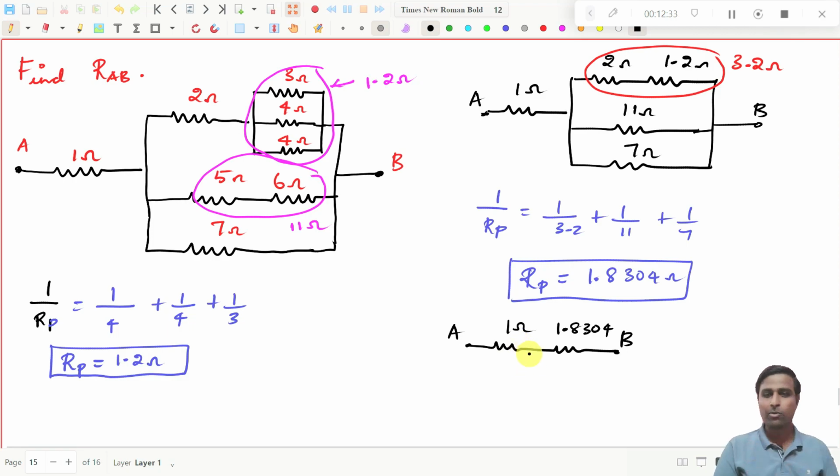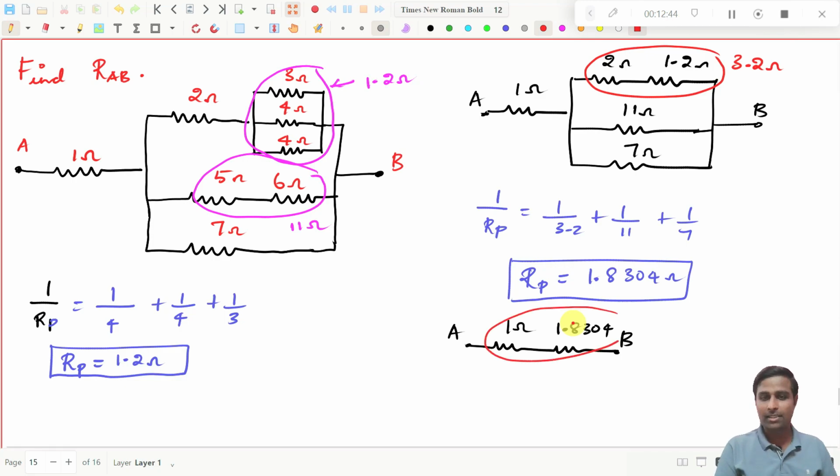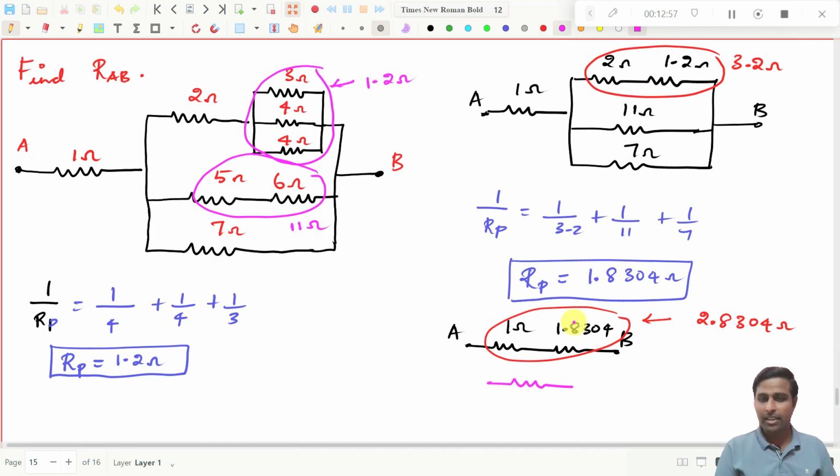No problem. I am not going into that. If only one end is connected, then these two are connected in series. If they are connected in series, then what will you get? I have to add these two, right? If I add these two, you will get 2.8304 ohms. Right, then this will be a single resistor, that is nothing but 2.8304 ohms, that is point A and point B.